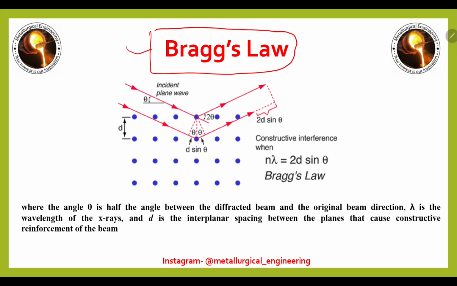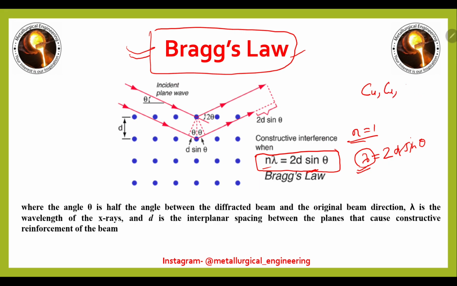Now let's go to the next one, which is Bragg's law. In the GATE examination, you can get one numerical problem on this topic. Bragg's law is n lambda is equal to 2d sine theta, and for the first reflection, n is equal to 1. So the formula becomes lambda is equal to 2d sine theta. Lambda is the wavelength of the target material, and the target material is copper or chromium or cobalt, sometimes molybdenum. D is the interplanar spacing.